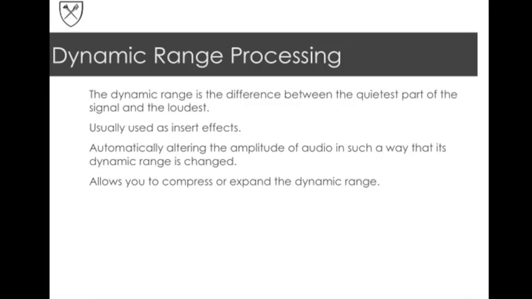So we usually use dynamic range processing as insert effects. If you have an analog mixer, there usually is an insert effect on the output of that. That means it's going to be going directly for that particular sound source. It will be mixed into the signal coming back into the mixer before you have any of the output faders on that. So insert effect is often what you'll find in the software as well. By automatically altering the amplitude of an audio in such a way that its dynamic range is changed is what we're doing, which allows us to compress or expand the dynamic range.